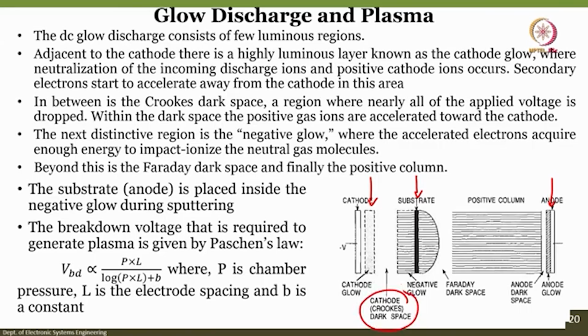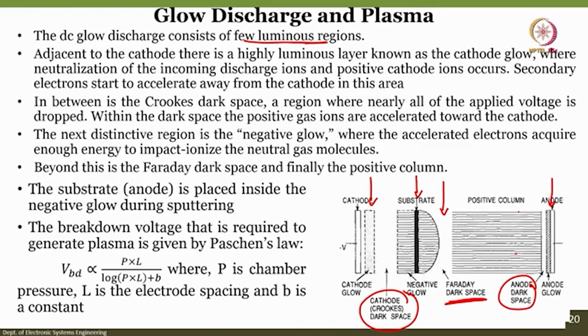Between the positive column and the anode there is something called Faraday's dark space. And between the anode glow and the positive column there is an anode dark space. This much you understand. Now, the DC glow discharge consists of a few luminous regions.